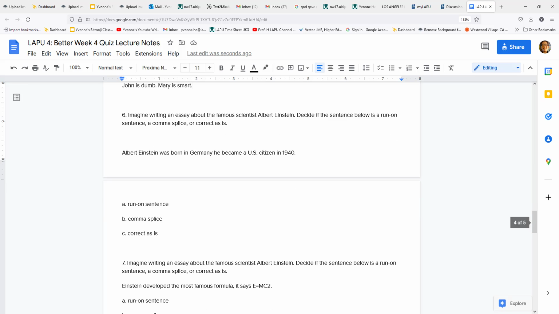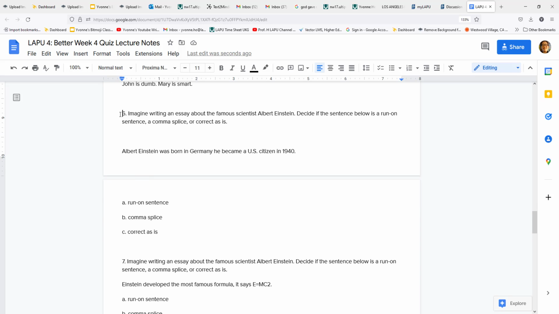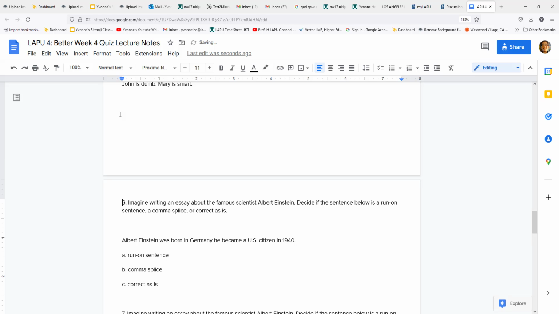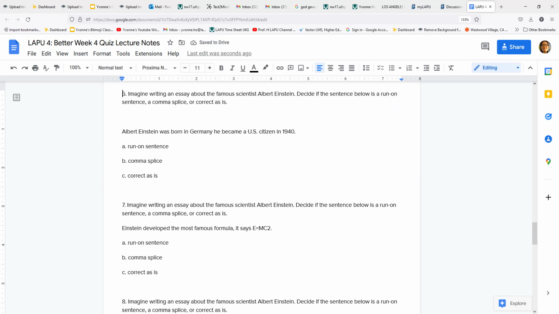Imagine writing an essay about the famous scientist Albert Einstein. Decide if the sentence below is a run-on sentence, a comma splice, or correct as is. And so here you have, Albert Einstein was born in Germany. He became a U.S. citizen in 1940. And so here you have no punctuation at all.